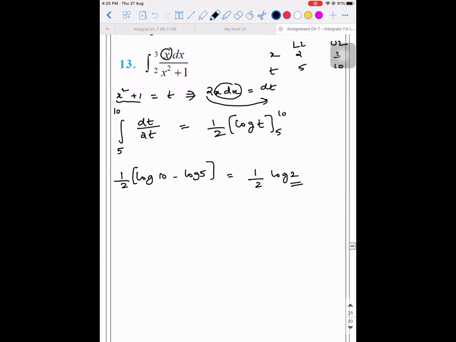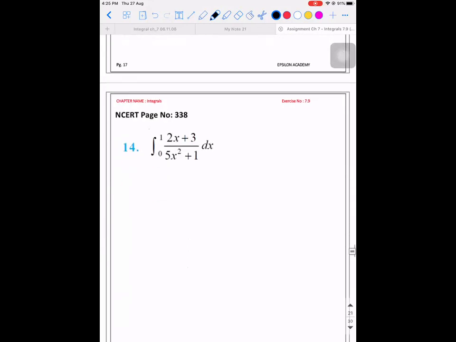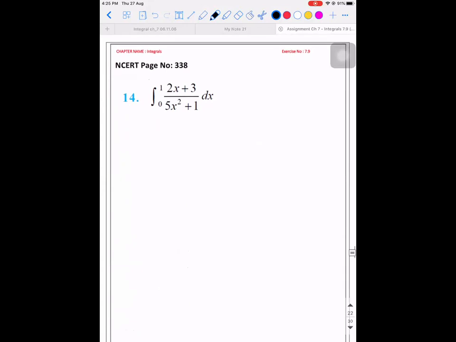So there are 9 more problems. So tell me how to do this: 2x plus 3 divided by 5x square plus 1. So do you guys remember this? Px plus q divided by ax square plus bx plus c.